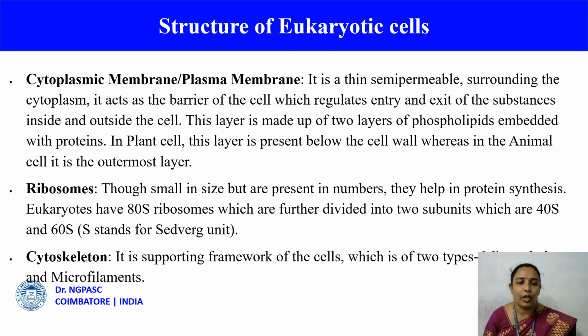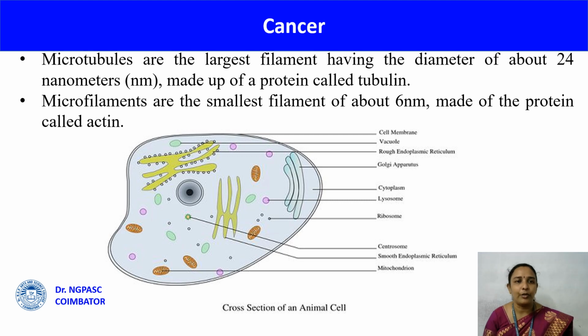Ribosomes, though small in size, are present in large numbers, and they help in protein synthesis. Eukaryotes have 80S ribosomes, with subunits divided into 40S and 60S. Cytoskeleton: it is the supporting framework of the eukaryotic cell, which is of two types, that is, microtubules and microfilaments. Microtubules are the largest filaments, having a diameter of about 24 nanometers, made up of a protein called tubulin. Microfilaments are the smallest filaments, of about 6 nanometers, made up of a protein called actin.